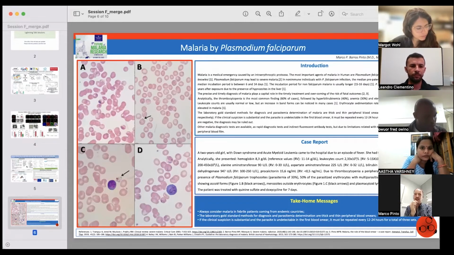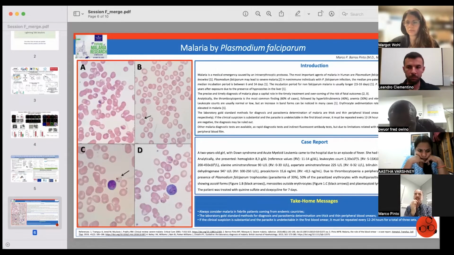I present a case report of a 2-year-old girl with Down syndrome and acute myeloid leukemia who came to the hospital with fever. She had traveled to Angola. Analytically, she presented anemia, leukopenia, thrombocytopenia, and elevated hepatic aminotransferase, bilirubin, lactate dehydrogenase, and procalcitonin. Due to thrombocytopenia, a peripheral blood film was made, revealing the presence of Plasmodium falciparum trophozoites.